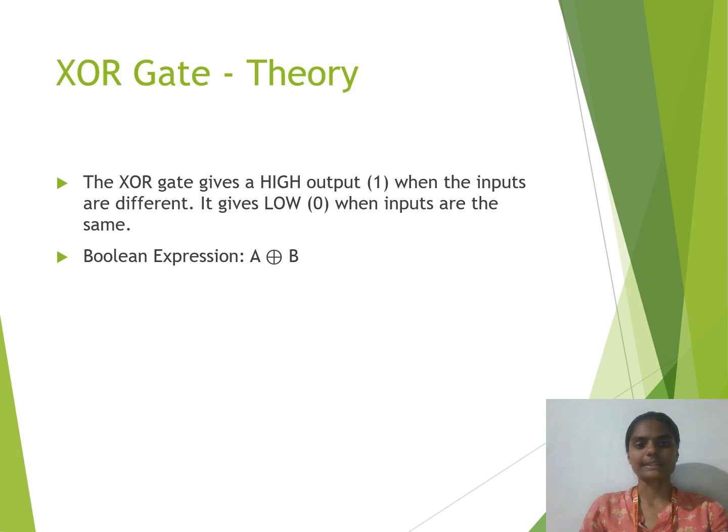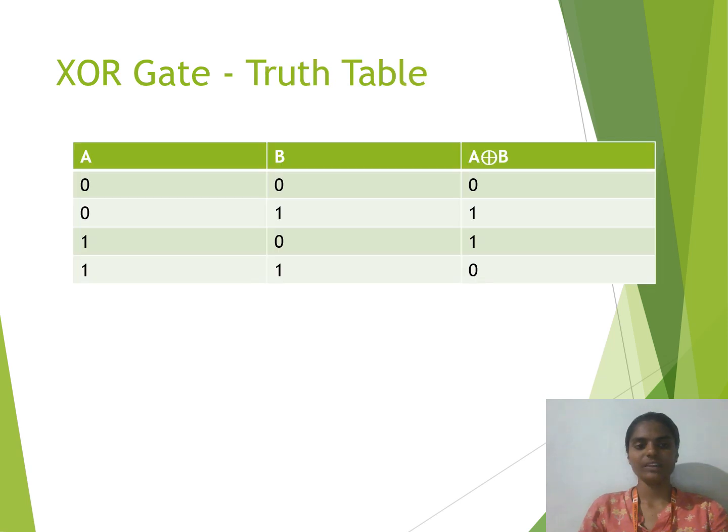Exclusive OR gate means the exclusive OR gate gives a high output 1 when the inputs are different. It gives low 0 when inputs are the same. Boolean expression: A XOR B. Exclusive OR gate truth table: if A and B are inputs, then A XOR B is the output.